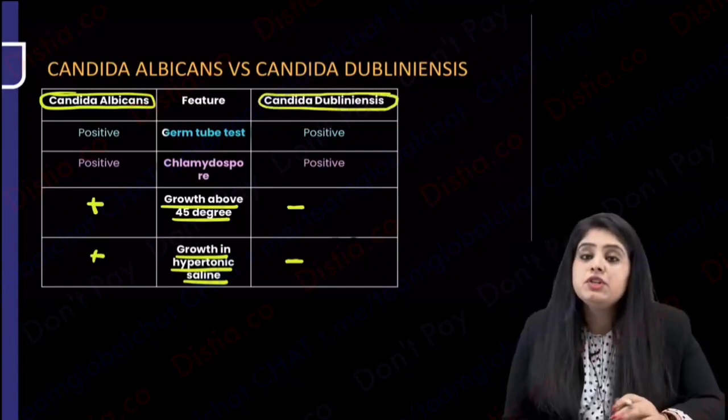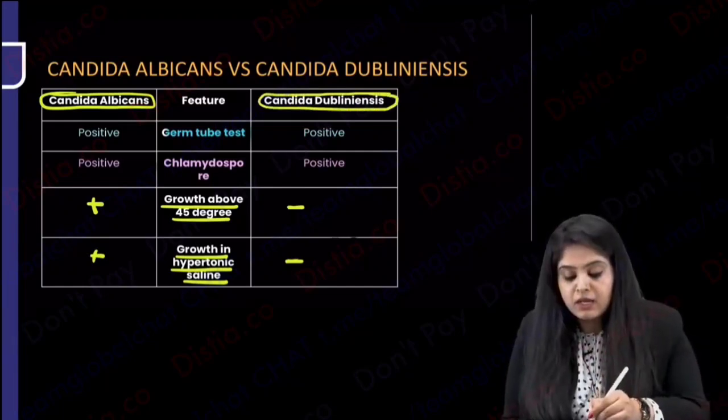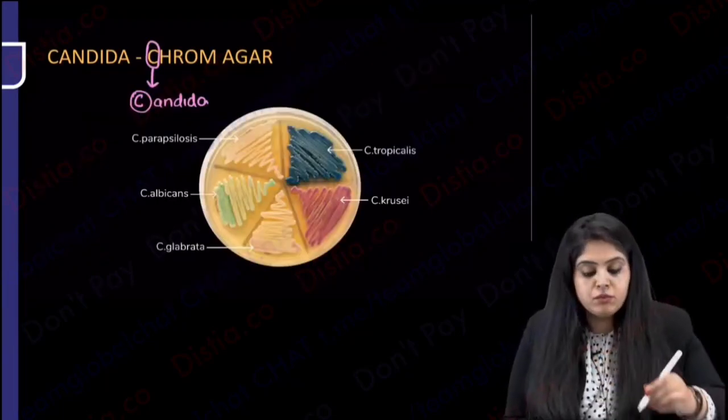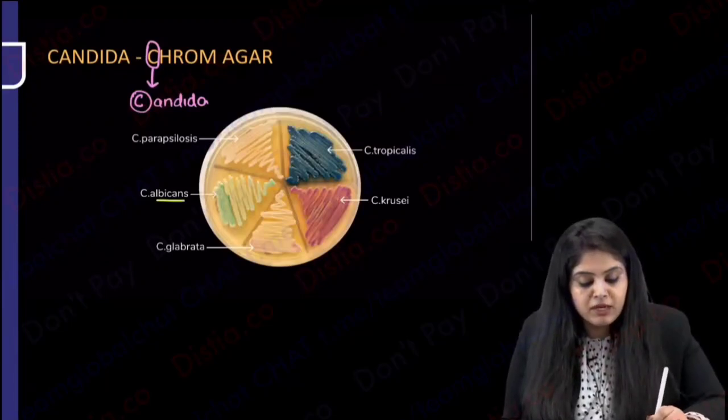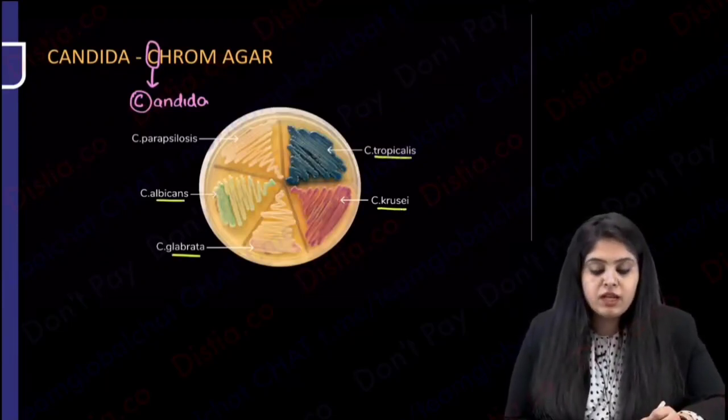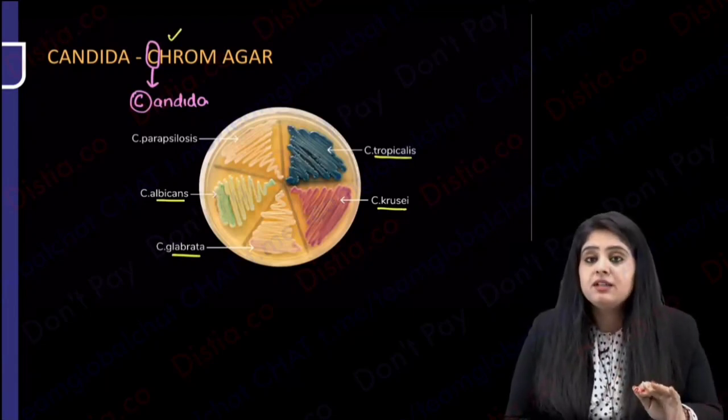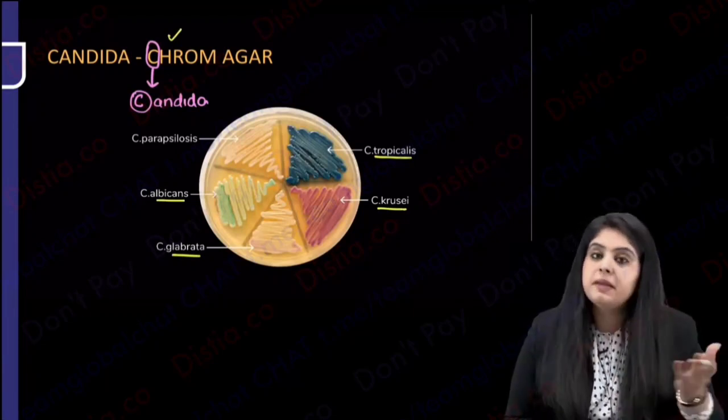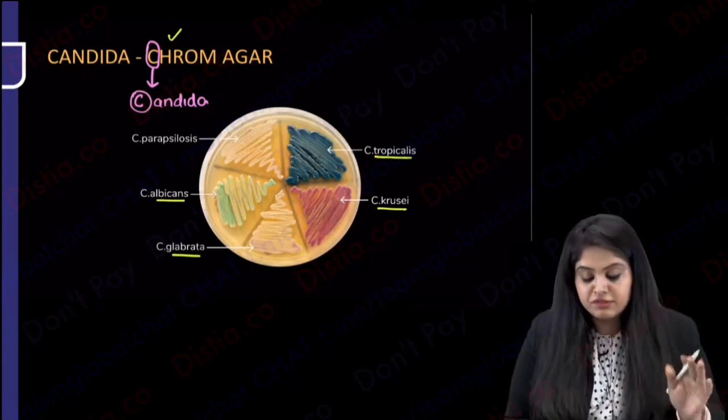And if you want to differentiate all the other organisms of Candida, what are you going to use? The colorful media. If you want to differentiate albicans from glabrata, from krusei, from tropicalis, all these different ones, then you use the colorful media. You don't have to learn the colors. There is a reference chart. We compare the colors and we give the diagnosis.